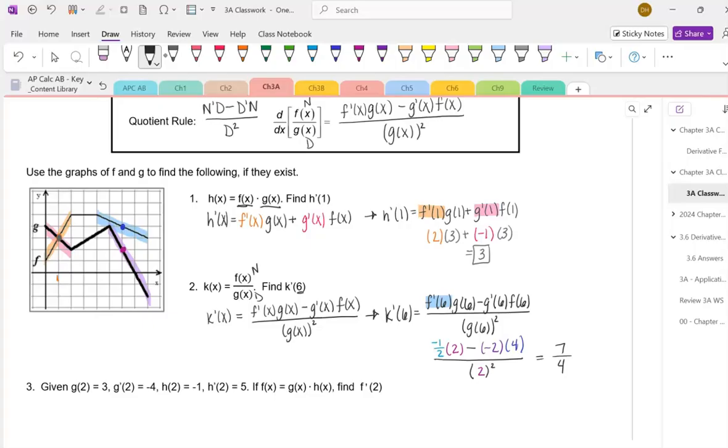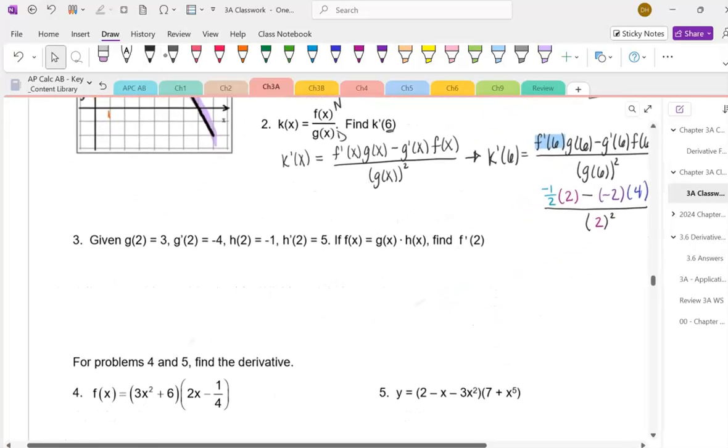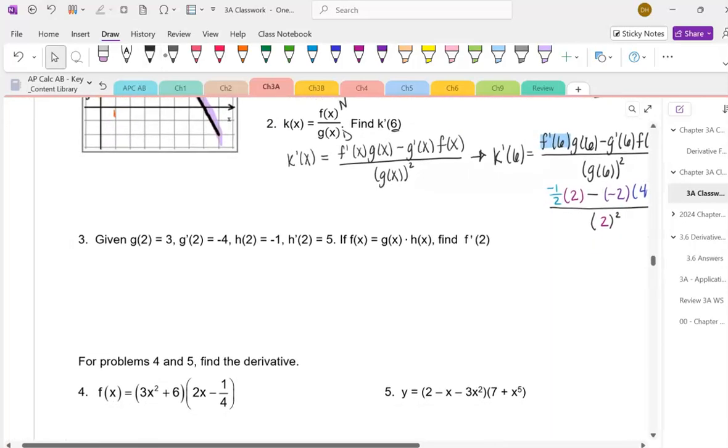So again, derivative is slope. And then when you're evaluating the function, just look for the point, the ordered pair. For question number 3, it asks us to find f prime of 2. And we've got the function called f right here, and it looks like g is the first one, and then h is my second one.